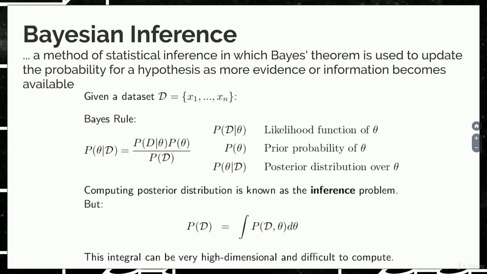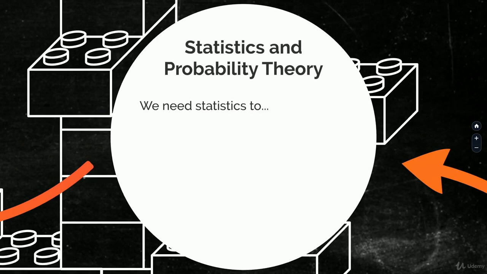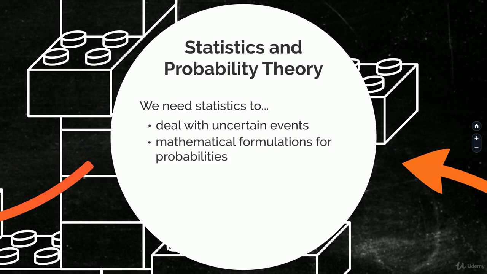But this is actually a good segue into the topic that we're going to talk about next, and that is probability theory. So statistics and probability theory is absolutely essential for machine learning and artificial intelligence. We need statistics to deal with uncertain events. That's what we're trying to do in almost every scenario in machine learning. We also need statistics to develop mathematical formulations for probabilities.